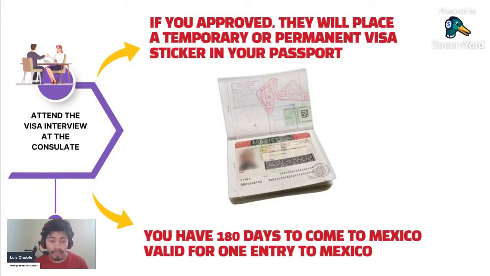And well, the deadline or the point is, when you got it, you have 180 days to come to Mexico. This Mexican visa is valid for one entry to my country. Remember those points. Write down those points because it's important for you. The first: not because you get your Mexican visa, you need to come to Mexico quickly. No, you have 180 days to come to Mexico.